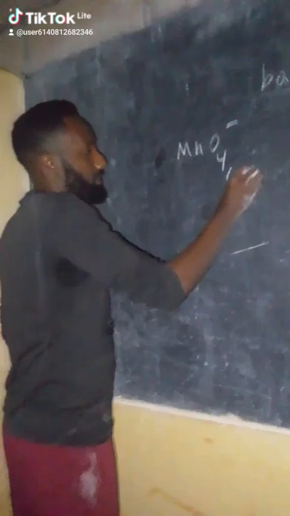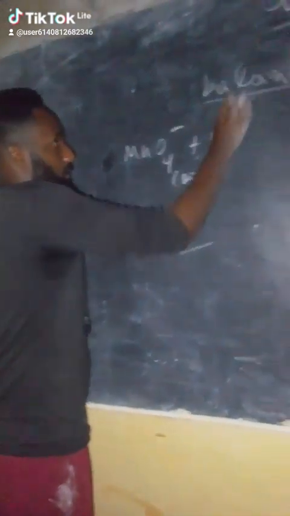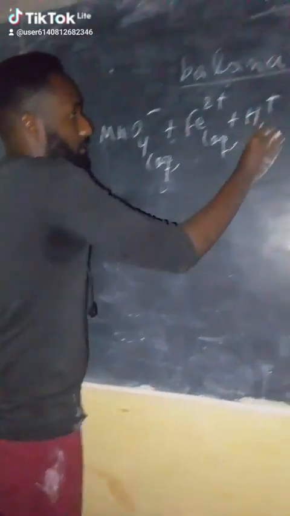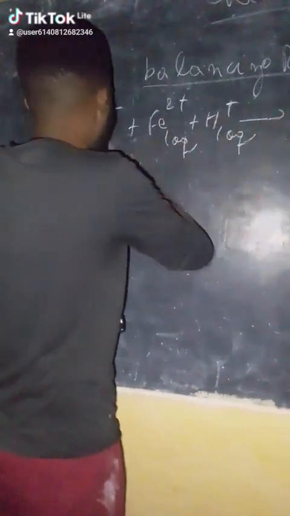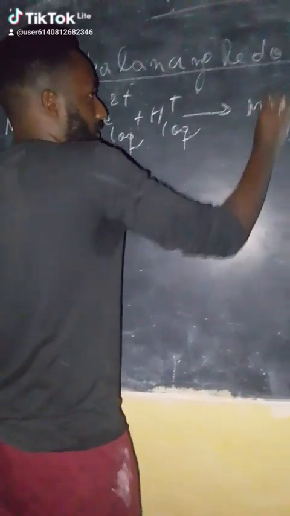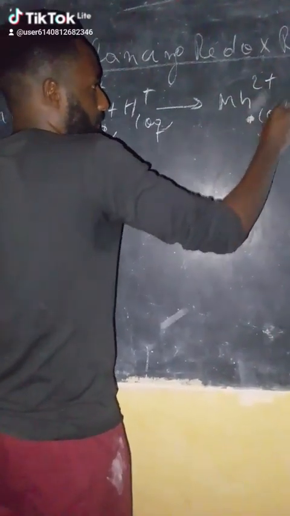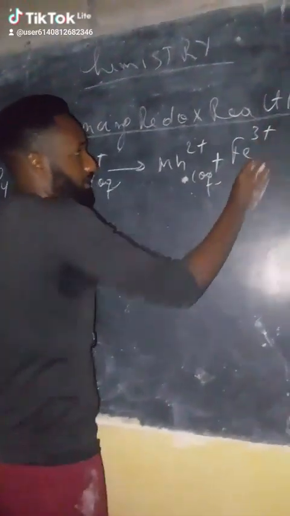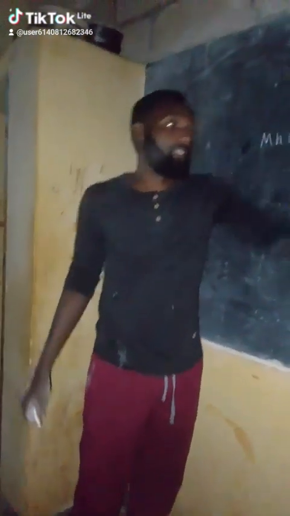Urugero, example tuba dufite manganate ions react with iron 2 ions with the presence of acid to produce what we call manganese 2 ions plus iron 3 ions and water. So this is a redox reaction of oxidation and reduction in chemical reaction.